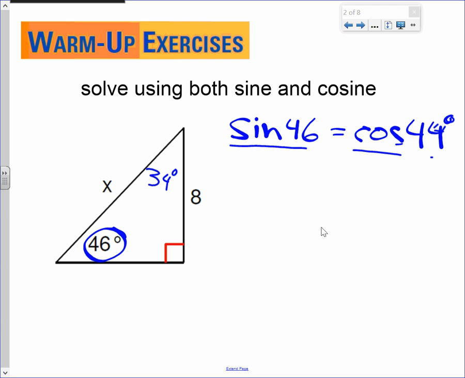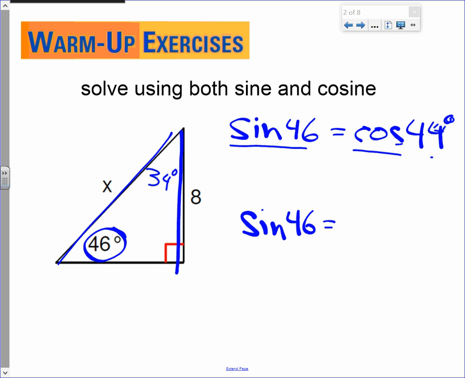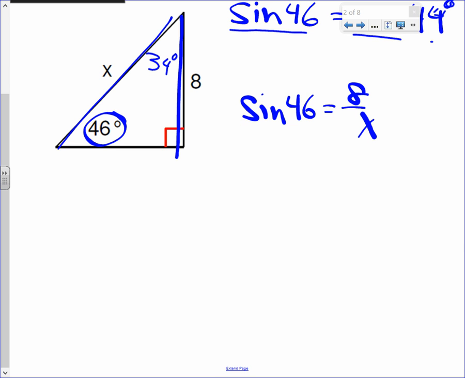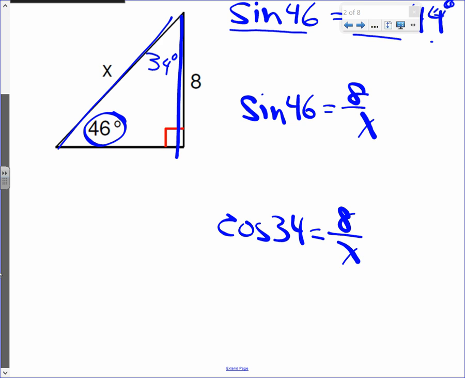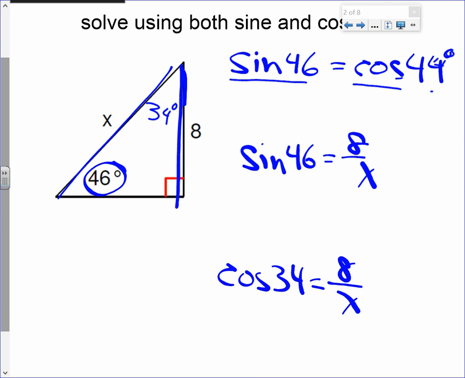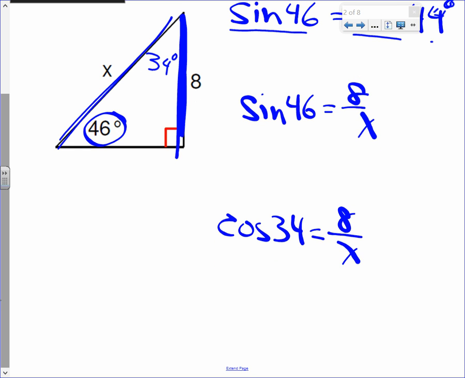So let's do the sine of 46. Let's set it up. The sine of 46 is opposite over hypotenuse, in this case 8 over x. And the cosine of 34 is also going to be 8 over x. Adjacent is 8, hypotenuse is x. So that's the same kind of equation, just different ratio. They're going to come out to be the same.